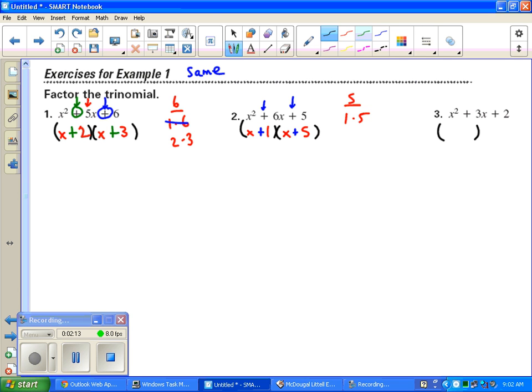Open a set of parentheses. X times x gives you x squared. There's only one set of factors for 2. It's 2 times 1. So you have to use the numbers 1 and 2. This sign tells us that they're both the same sign, plus plus or minus minus. Since they're both the same, this one tells us they're both plus.